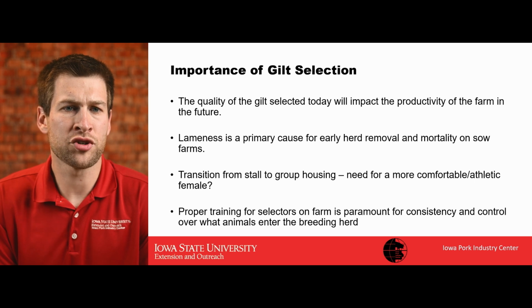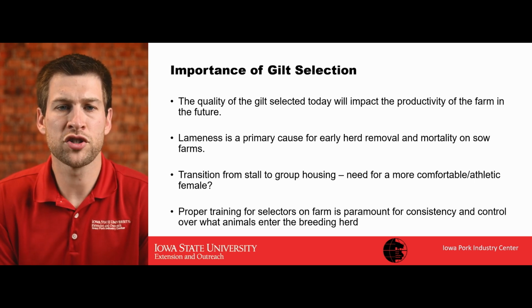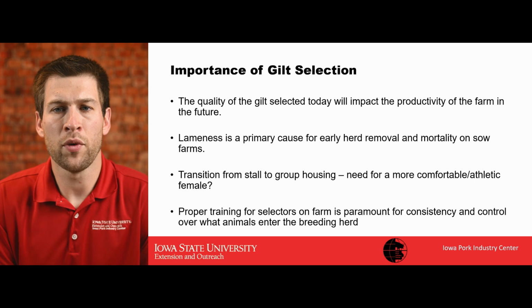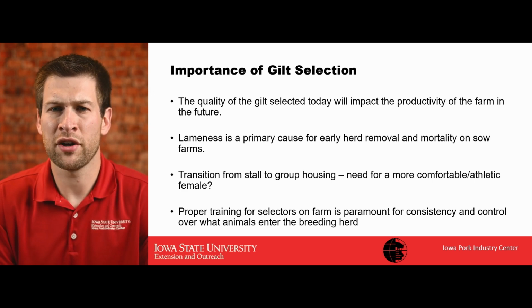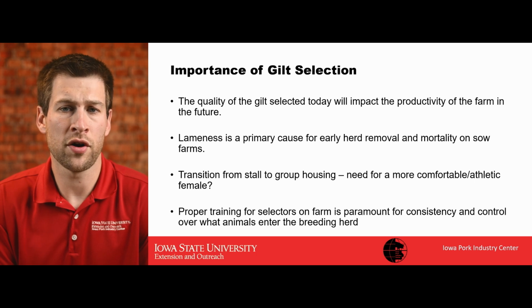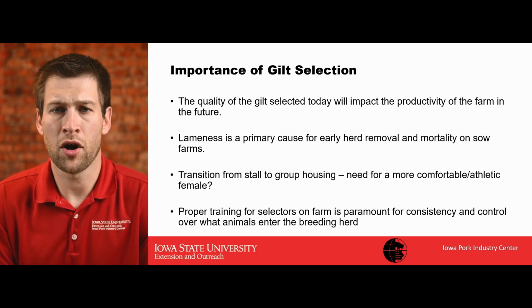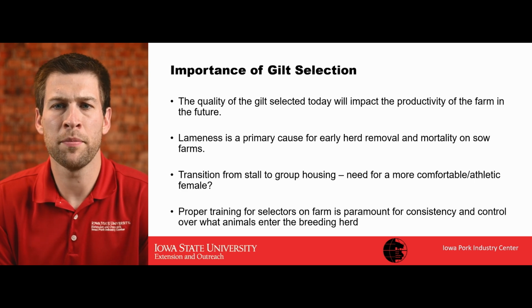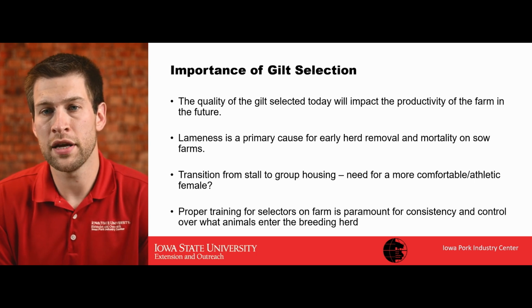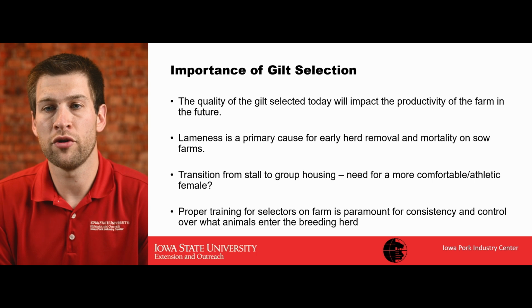Particularly when we think about how the industry has transitioned from stall housing to group housing, I think we recognize that we need a more comfortable, more athletic animal, but I don't know necessarily that our selection pressure has changed. We still select on the same criteria we would have 20 to 30 years ago as far as having gilts that are durable in their build, but I don't know if we, as an industry, have adjusted and been more critical about the type of animal we need to select to endure large group settings, whether in groups of 30 or groups of 200 sows.